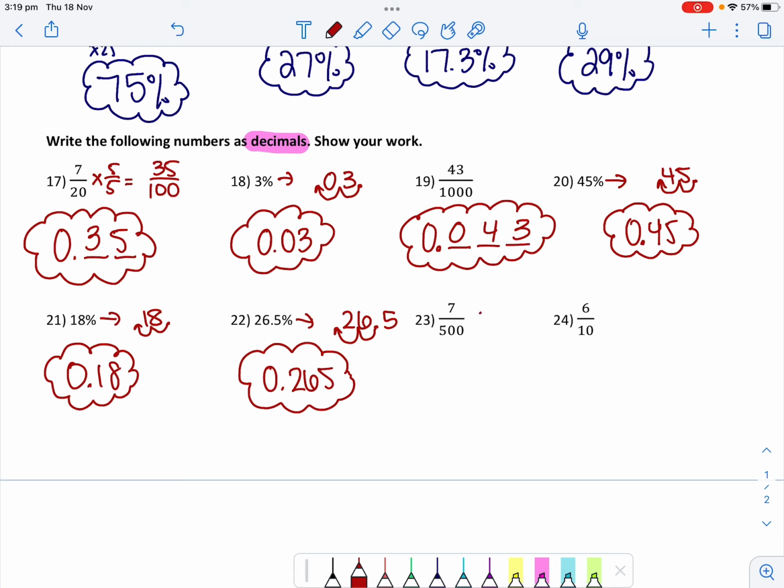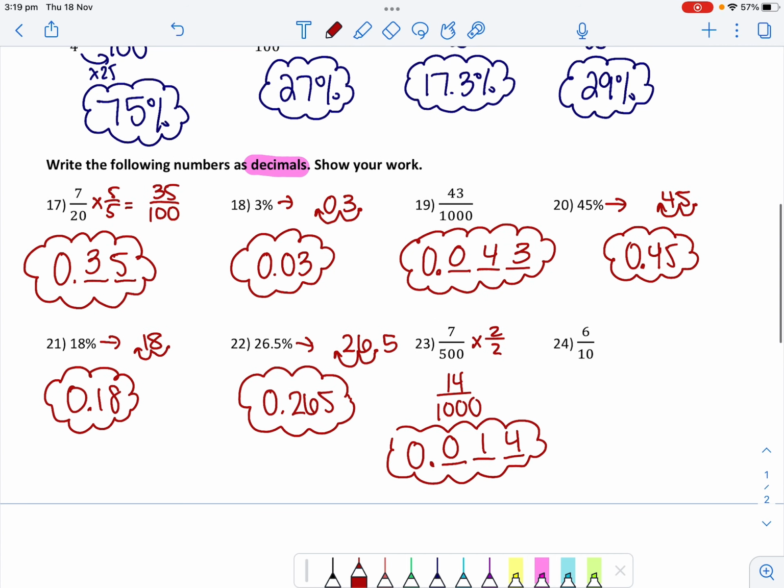For 7 over 500, I'm going to go to 1,000. So 14 over 1,000 is going to be 3 decimal places. So 1, 2, 3. 14 goes at the end, so 0.014. And then for 6 out of 10, 10 is 1 decimal place. So 0.6.